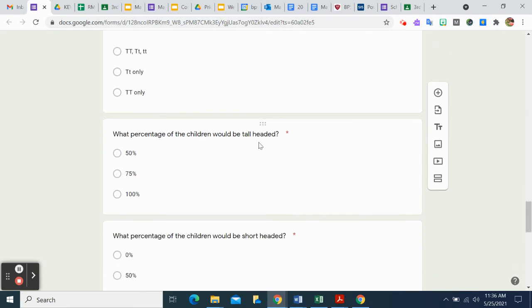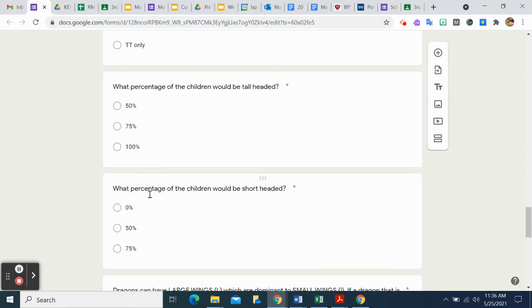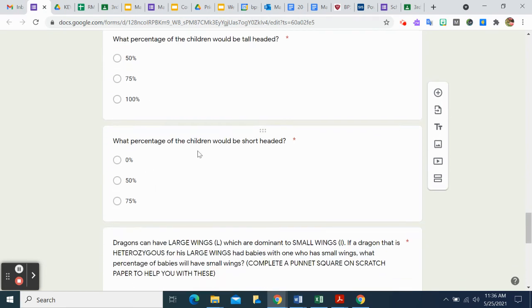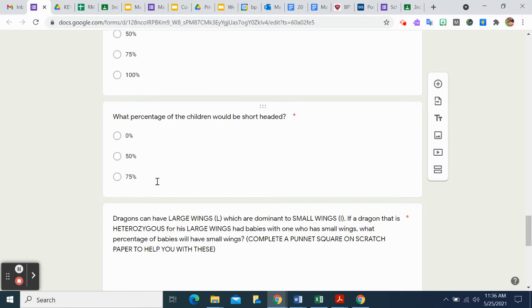What percentage of the children would be tall-headed? 50%, 75%, or 100%? What percentage of the children would be short-headed? 50%, 75%, or 0%?